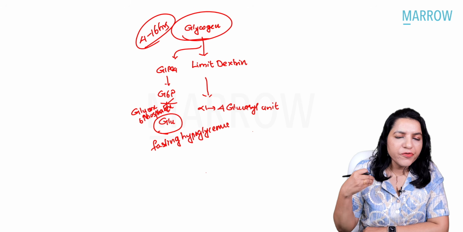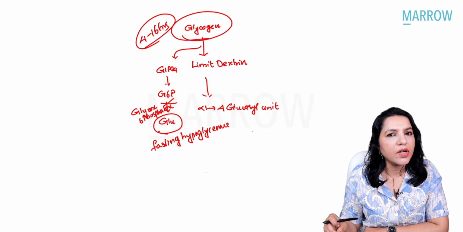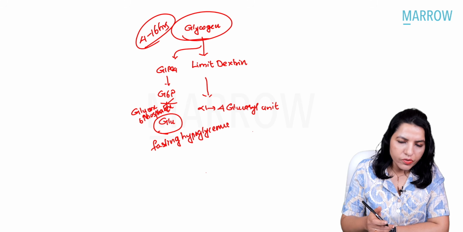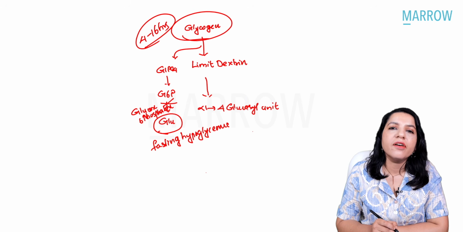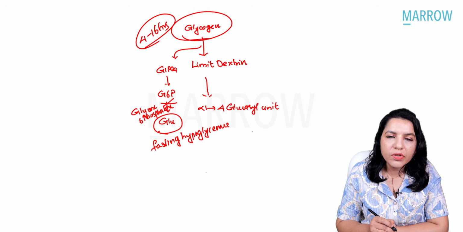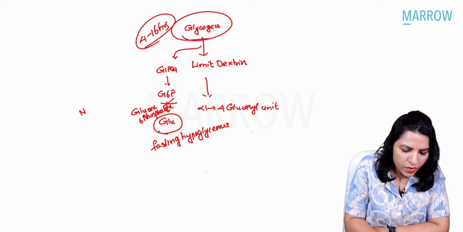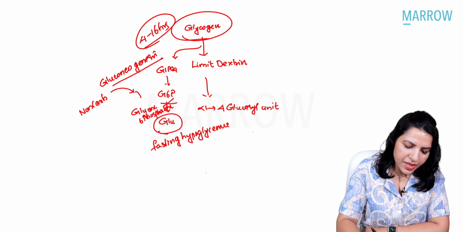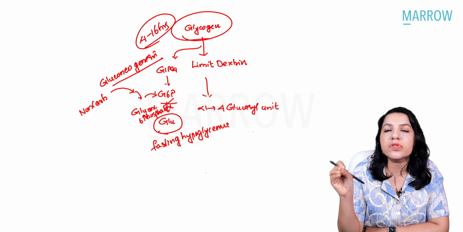Then we should also understand that when there is no glycogenolysis, what is the next source of blood glucose? The next source of blood glucose is non-carb substrates. When non-carb substrates try to give blood glucose, they enter into gluconeogenesis. Okay, so when they enter into gluconeogenesis, they finally get to the step called glucose 6-phosphate.